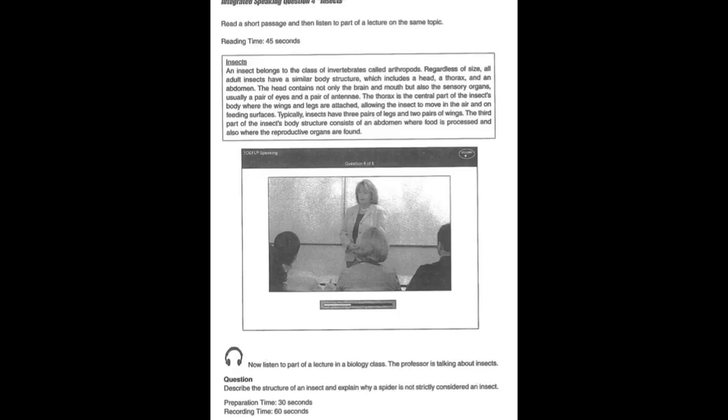Okay, the abdomen. Remember, that's the second part of the spider. It includes not only the digestive and reproductive systems, but also the silk glands that allow spiders to spin their webs. So, as you see, even though spiders and insects are commonly grouped together as bugs, they're really not the same. An oversimplification is that spiders have too many legs and not enough wings. In reality, the entire body's structure is quite different.